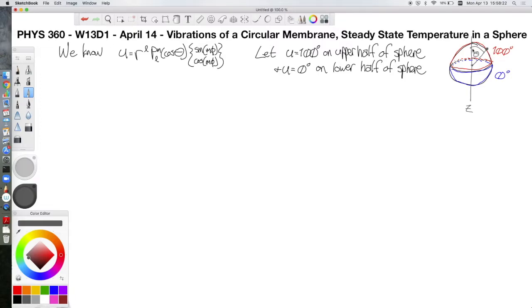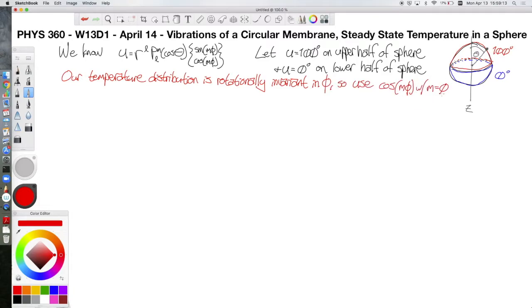So we do expect our solution to depend on theta, but we have no reason to expect our solution to depend on phi. If we rotate this sphere through some angle phi, it does not change the temperature distribution at all. So we're expecting a solution that is independent of phi. This means we're going to have to use, for the phi portion of our solution, cosine of m phi with m equals 0, so that cosine of m phi equals 1. And note what I mentioned on the previous slide as well, that with m equals 0, our associated Legendre functions just become our Legendre polynomials.